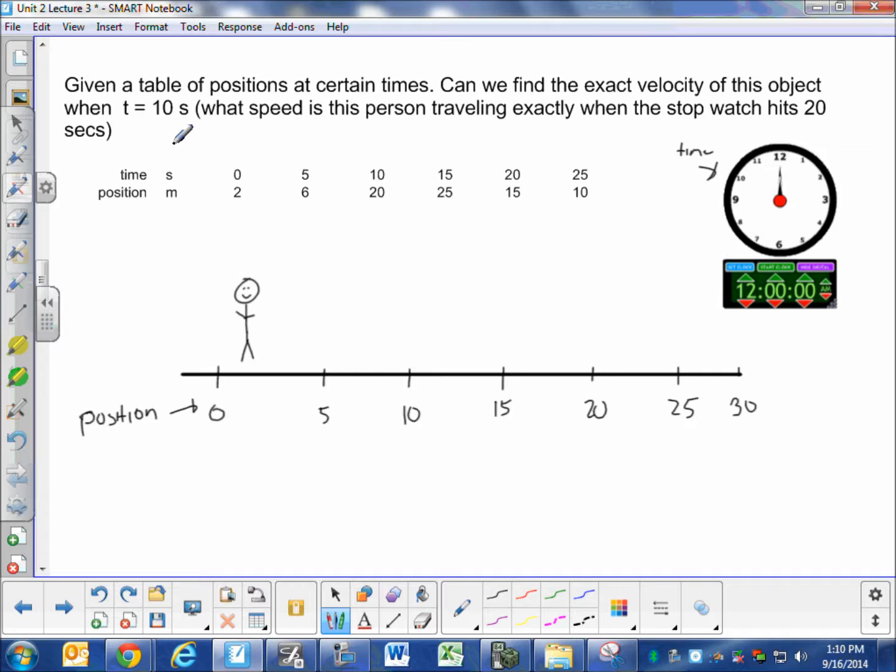The question is, can I find the exact velocity of this dude at the 10-second mark, when t equals 10 seconds? So that means if this dude was a car and he starts driving, what does the speedometer read exactly when his stopwatch hits 10 seconds? This is 10.